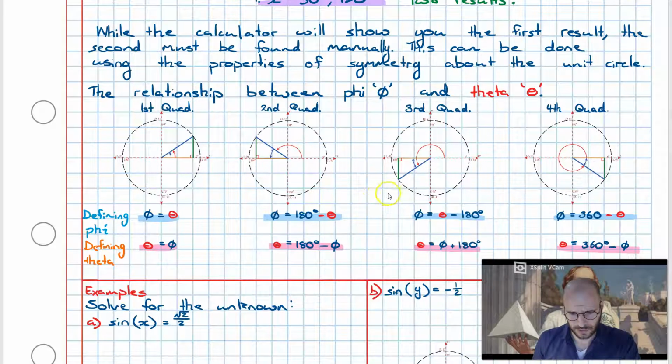Now what we're going to do in this lesson to be able to solve trig equations is look at the opposite relationship. So rather than looking at the internal angle of the triangle, what we're going to look at is the value of theta in terms of phi. So in the first quadrant, theta will equal phi. For the second, theta will equal 180 degrees take phi. For the third quadrant, theta will equal phi plus 180 degrees. And finally, for the fourth quadrant, theta will equal 360 degrees minus phi.